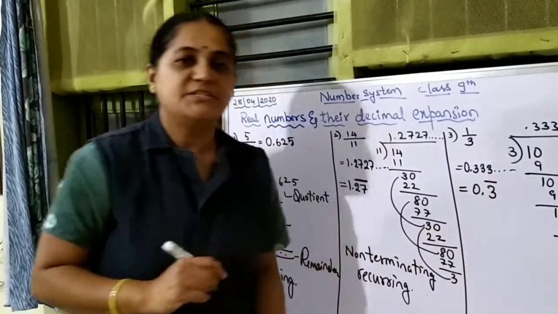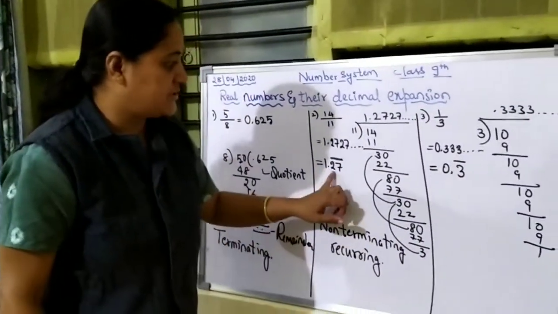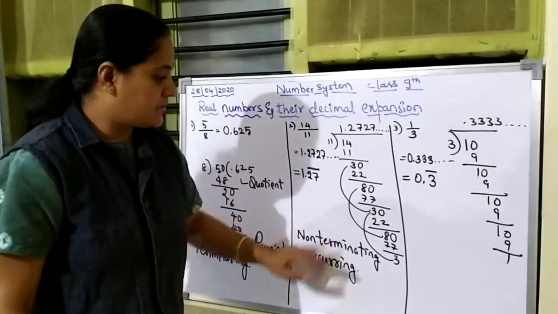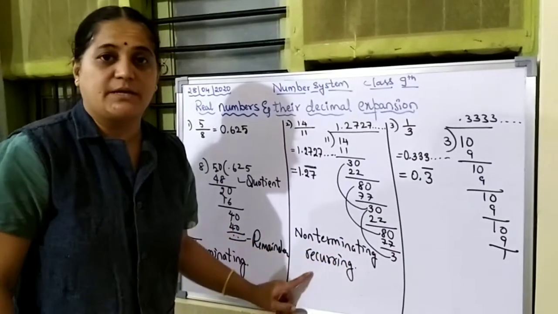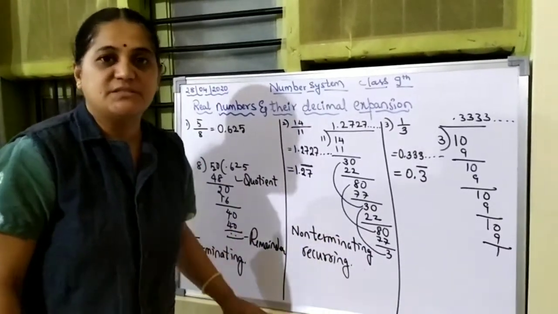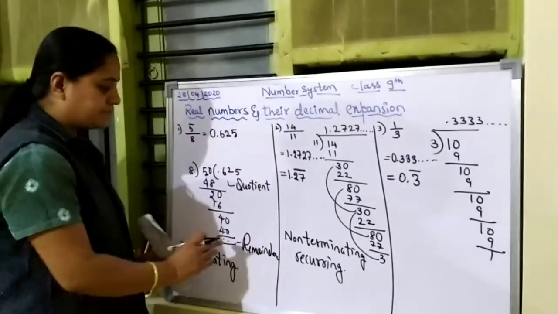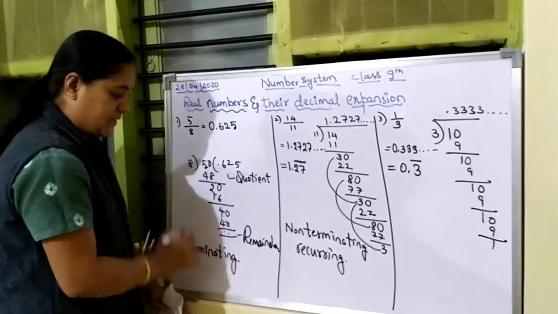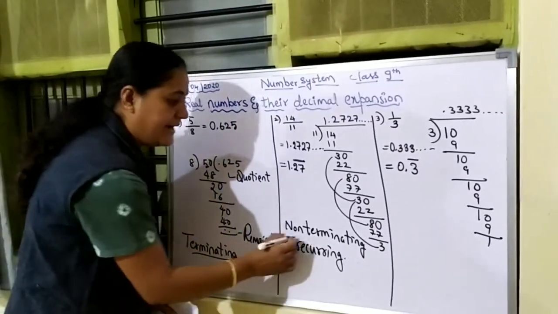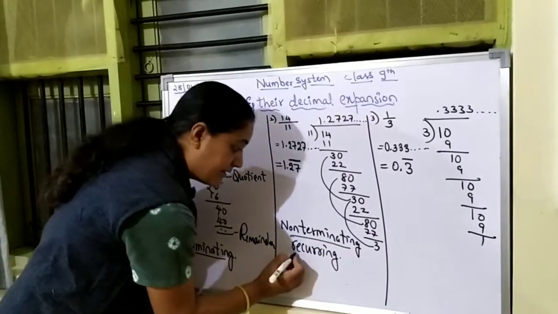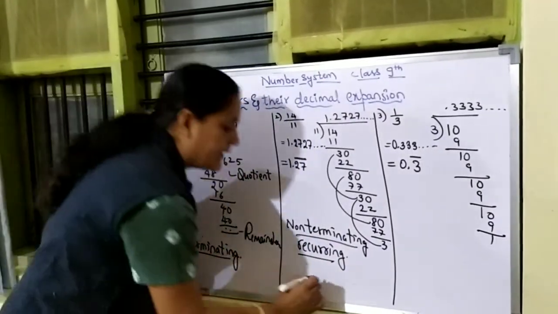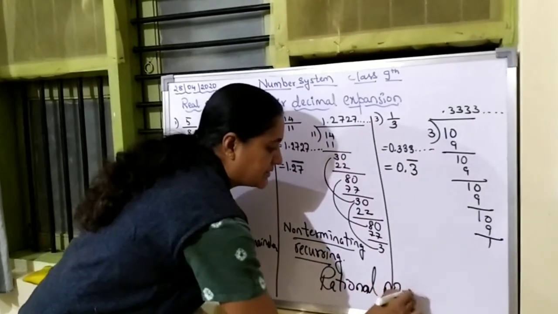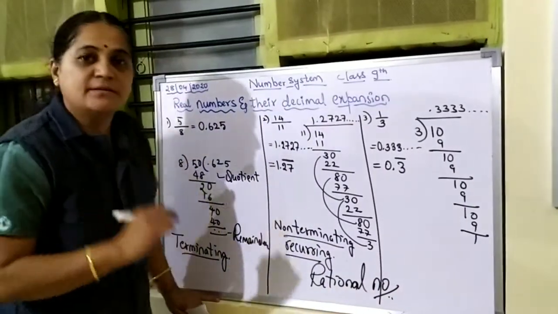For that digit I am putting a bar. In the earlier example 2 digits are repeating, so for both we have to write a bar. Such numbers are called non-terminating but recurring. The quotient will recur, it will repeat the digits. Such type of division you can see. So the numbers which are terminating and non-terminating but recurring, such numbers are called rational numbers.